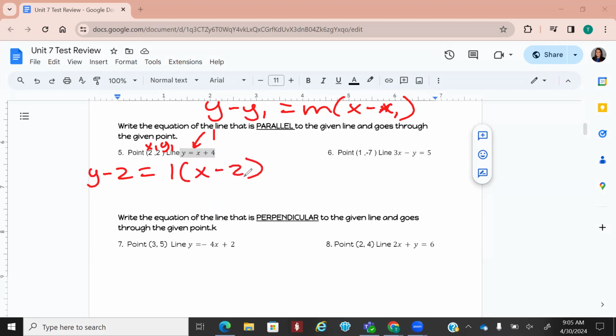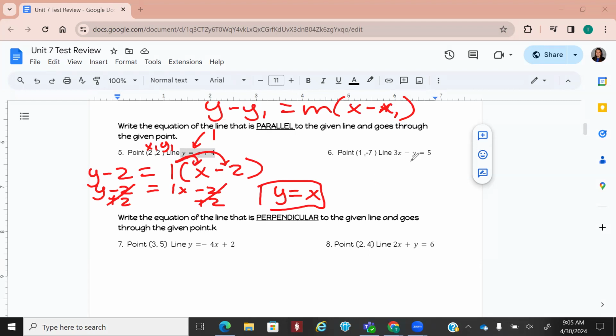Now, what you're going to do is distribute, because I want you to get in the habit of putting it into the y equals mx plus b form. Distribute. That's 1x minus 2. So y minus 2, I'm going to add 2 to both sides. And so y is going to equal x. This cancels out as well because negative 2 plus 2 is 0. Ta-da! Parallel line.